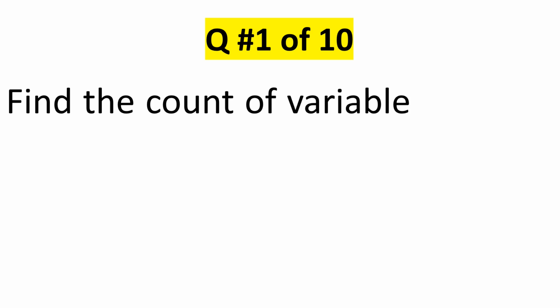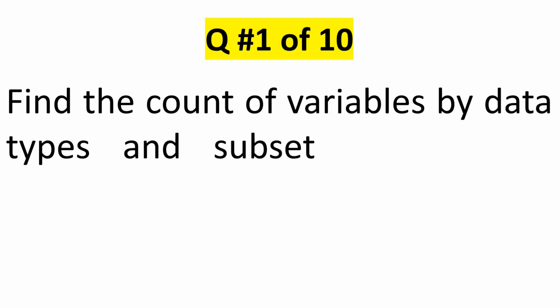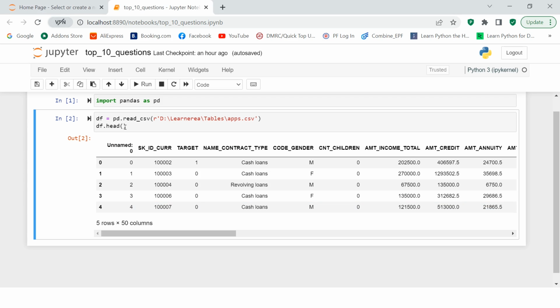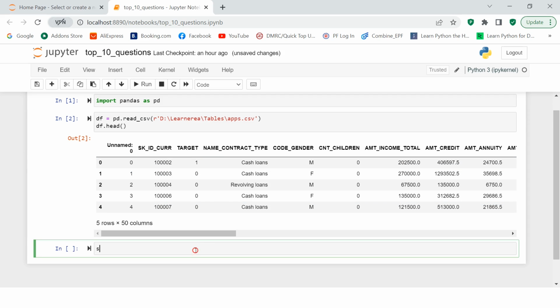So the first question out of 10 is: find the count of variables by data types and subset for numeric variables only, right? So here is a data frame that we have. All right, this is called data df, right? It has many columns. Let me show you the shape of this.